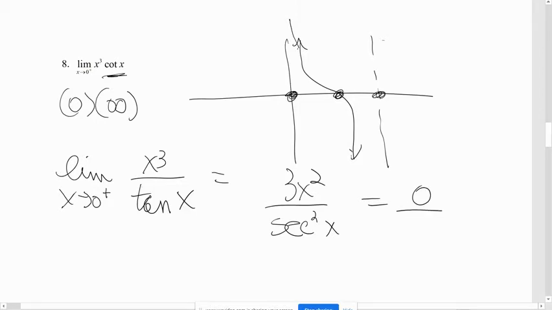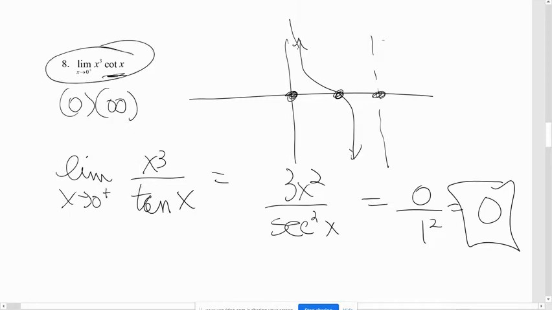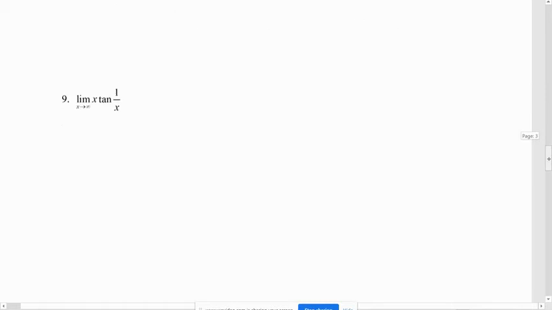And then if I plug in 0 on the bottom, L'Hopital's rule says if you have the indeterminate form 0 over 0, you can take the derivative of the top and the derivative of the bottom. Secant of 0 is 1, and 1 squared would be 1. So 0 over 1, which is 0. Okay, so let's go to the next one.